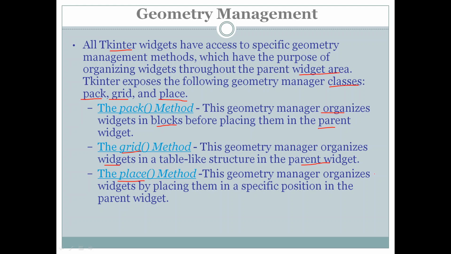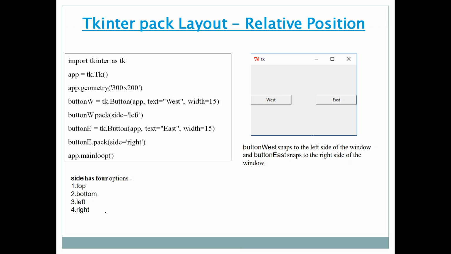Then we have the place method. This geometry manager organizes widgets by placing them in a specific position in the parent widget. Whenever we use the place method, we need to pass the coordinates. We need to pass x and y coordinates to place our widget on the parent window. So we can place the widget manually at a particular location on the parent window by using the place method.